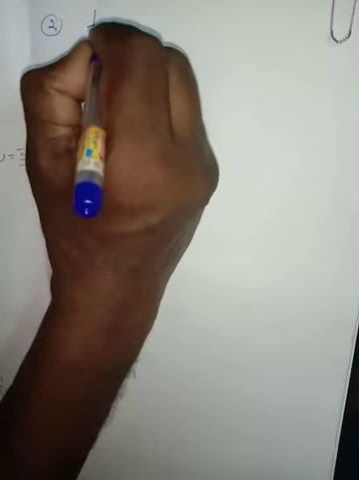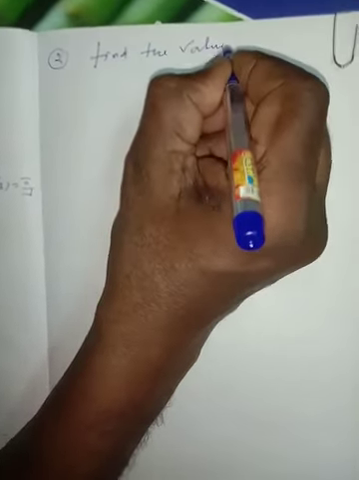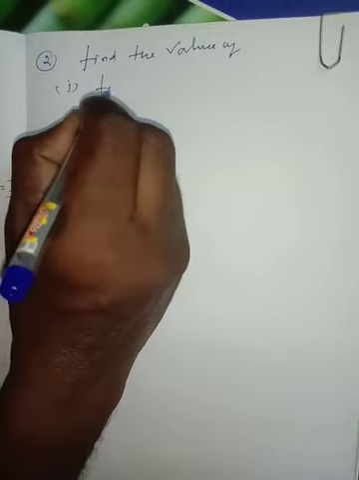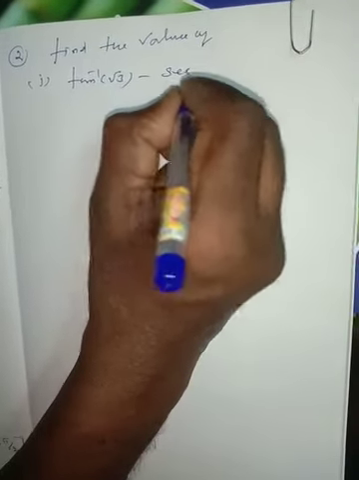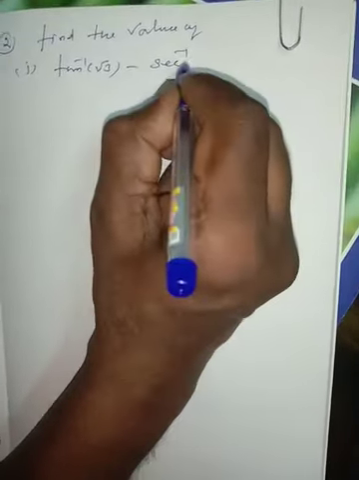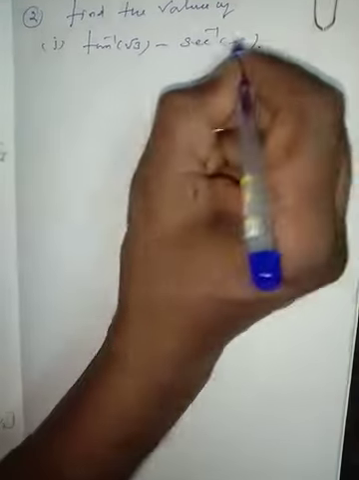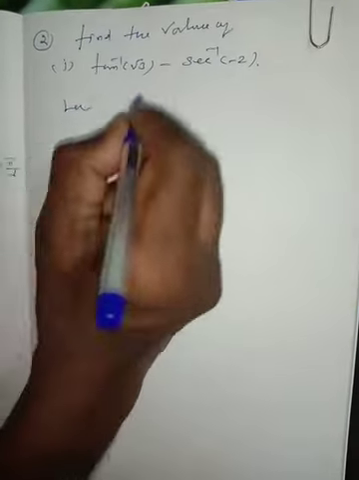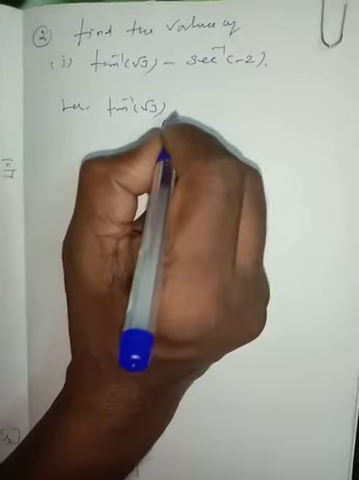Next, question number 2. Find the value of number 1, tan inverse of root 3 minus secant inverse of minus 2. First, take the first part and then the second part. Subtract the second from the first, we get the answer. Let tan inverse of root 3 be equal to x.